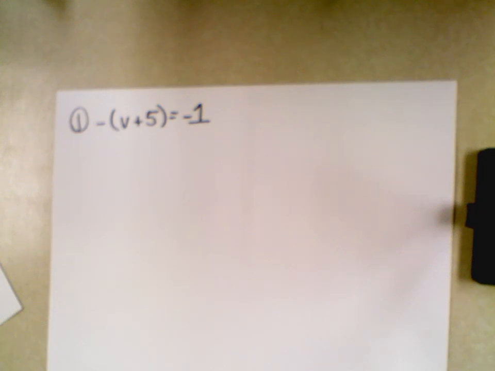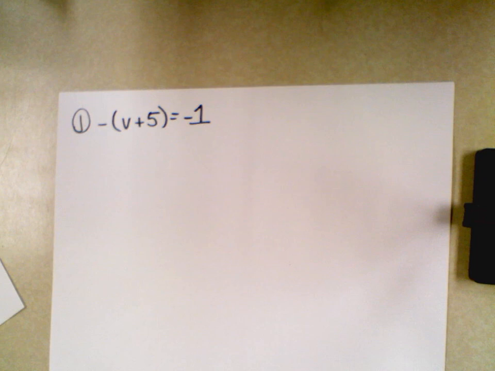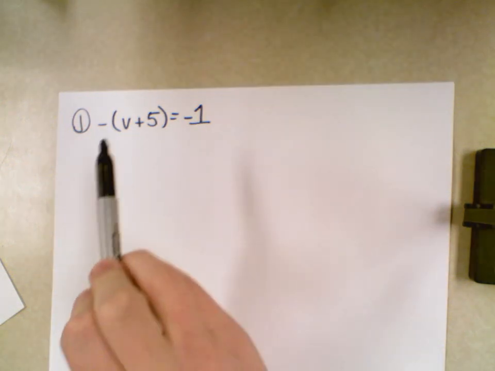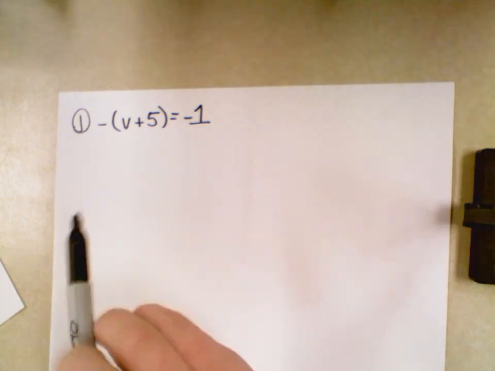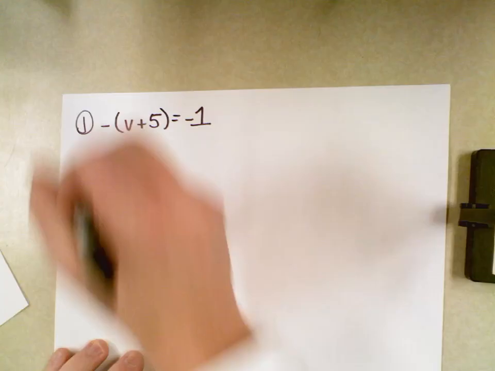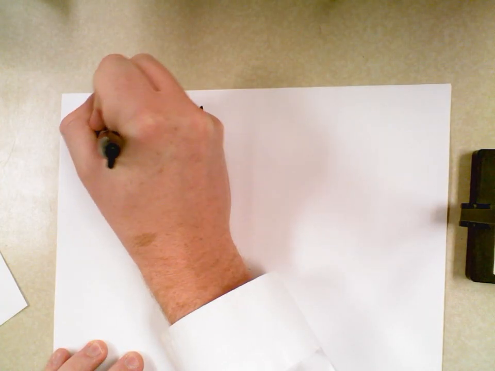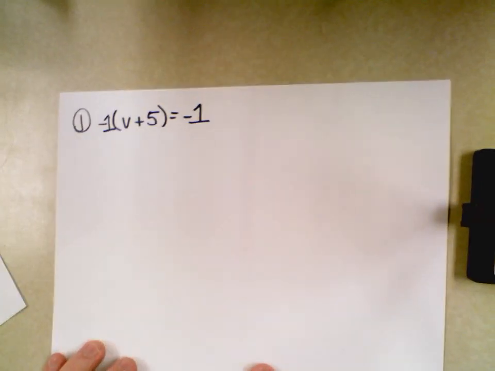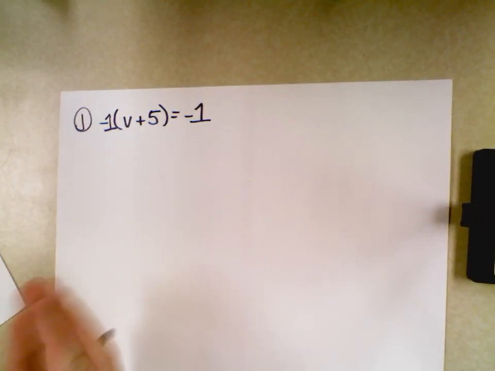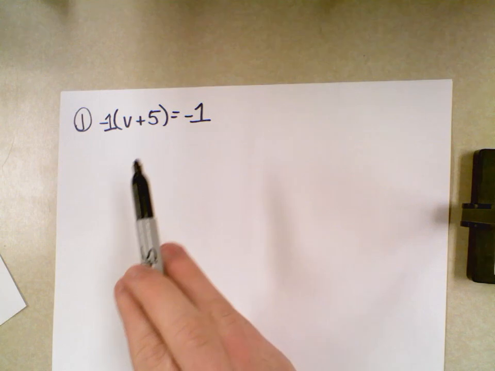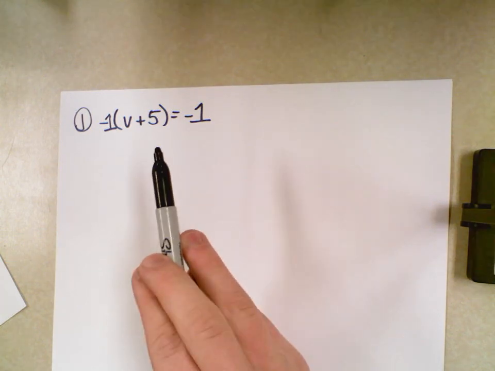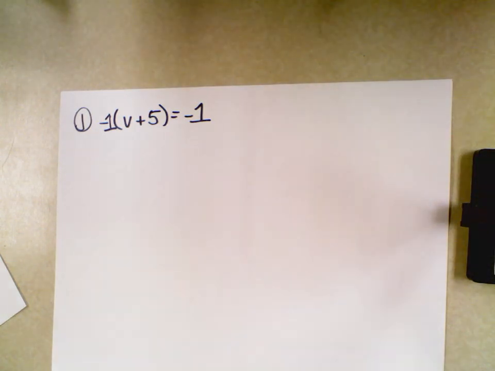The best way to approach these, again, is by applying what you've already learned. First things first, I see that there's a negative sign here. I always want to make sure I add a 1. You guys know that. If I add a 1 here, it becomes a whole new problem. So -1, and then in parentheses I have v plus 5 equals -1.